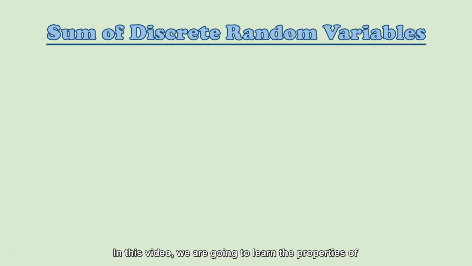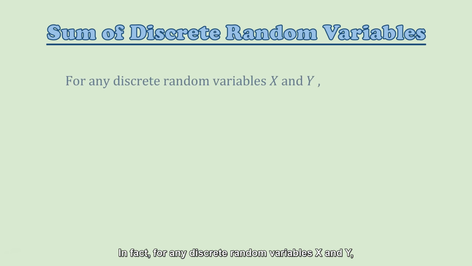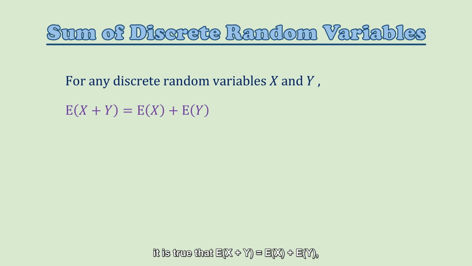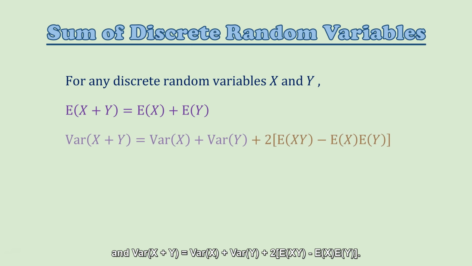In this video, we're going to learn the properties of the expectation and the variance of the sum of discrete random variables. In fact, for any discrete random variables X and Y, it is true that the expectation of X plus Y is equal to the expectation of X plus the expectation of Y. And the variance of X plus Y is equal to the variance of X plus the variance of Y plus 2 times the expectation of XY minus the expectation of X times the expectation of Y.